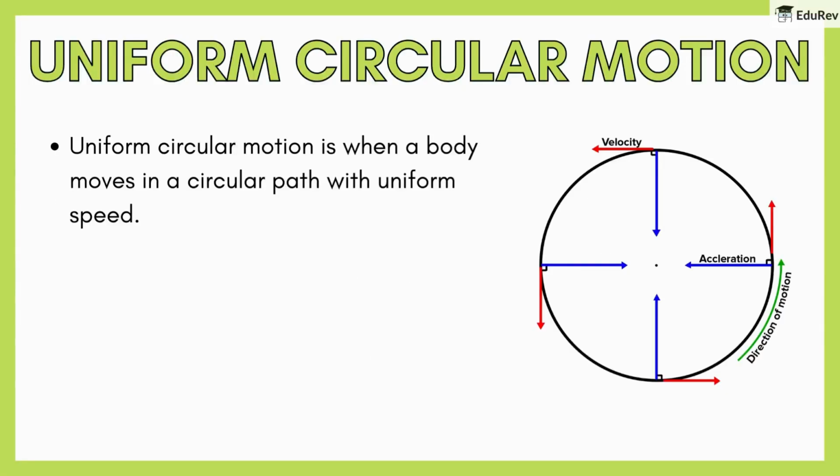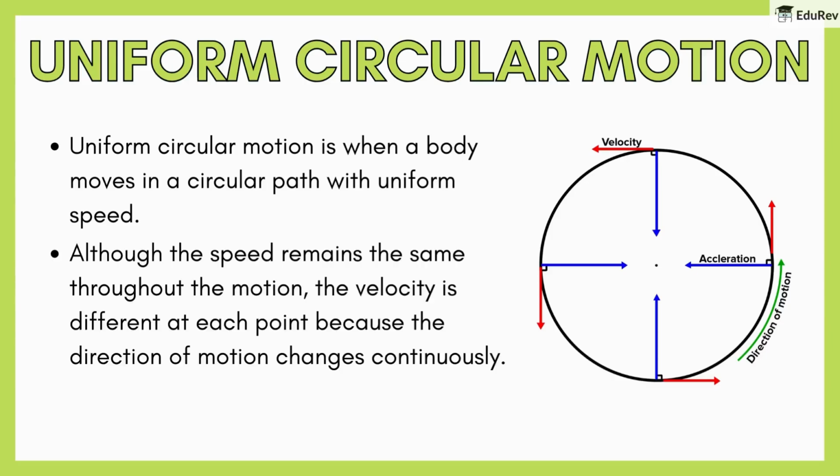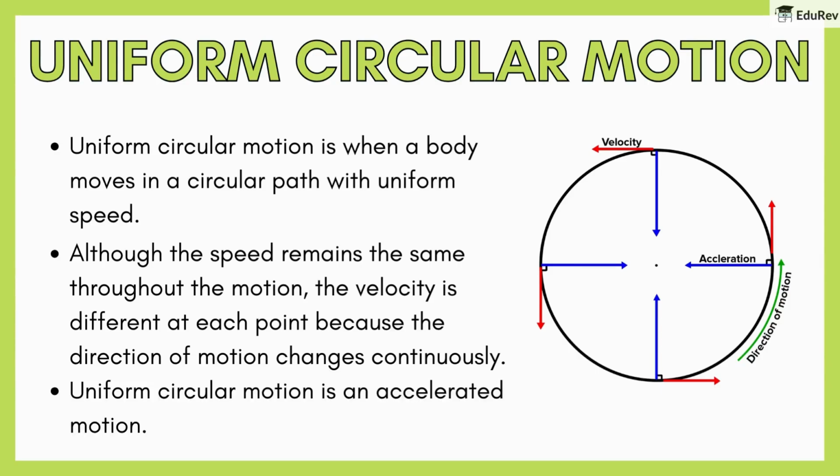Now, uniform circular motion is when a body moves in a circular path with uniform speed. Although the speed remains the same throughout the motion, the velocity is different at each point because the direction of motion changes continuously. Therefore, uniform circular motion is an accelerated motion.